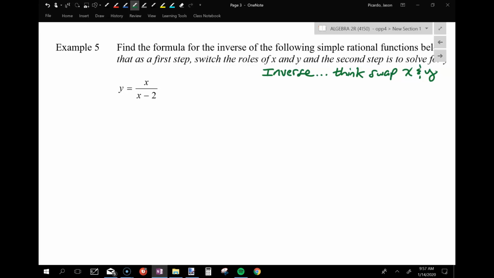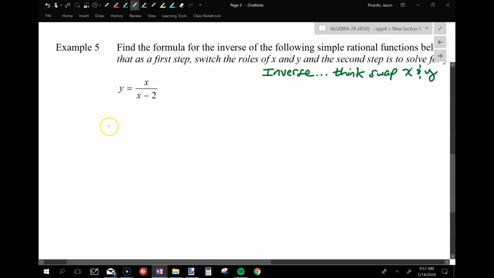That's our inverse. So do I have x's and y's in this problem? Yeah. So what am I going to do? Anywhere there's a y, I'm going to make it an x. Anywhere there's an x, I'm going to make it a y. So it's going to look like this. And then I need to solve for y. This is the tough part, guys. This is the tough part.